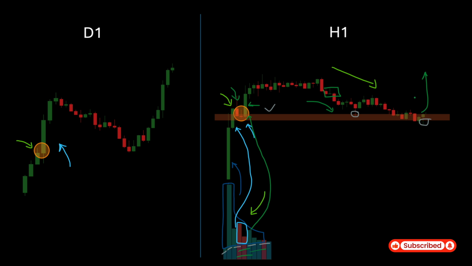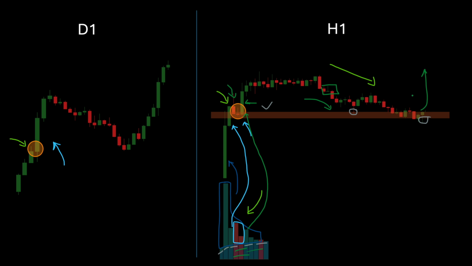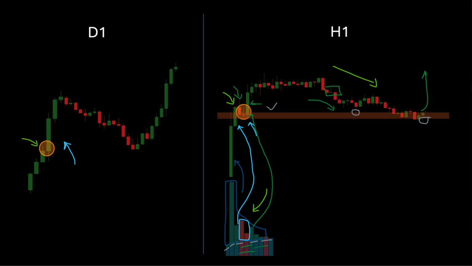So this is exactly how you know where the pullback is gonna hold. And this is where now you can start looking for your trade setups. Now let's get to the entry techniques.